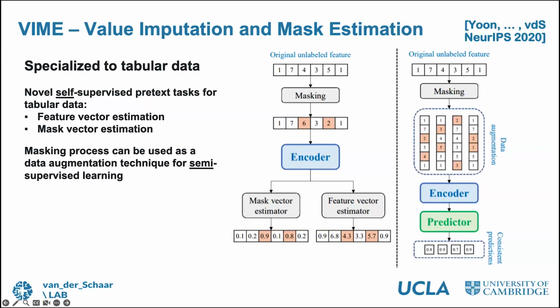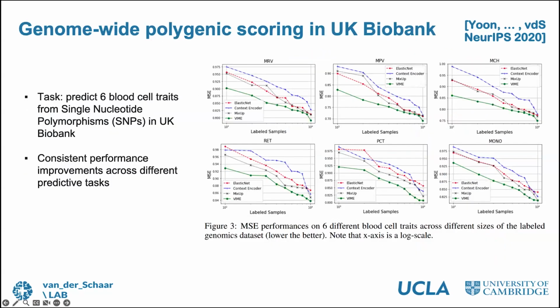And then with what limited labeled data we do have, we can then train a predictive model on top of this labeled data in either a supervised or a semi-supervised manner. So as an illustrative application, VIME was applied to genome-wide polygenic risk scoring using data from the UK Biobank. And the goal here was to predict 6 different blood cell traits from single nucleotide polymorphisms using UK Biobank data. And VIME outperformed all of the benchmark approaches tested across all of these 6 different traits.